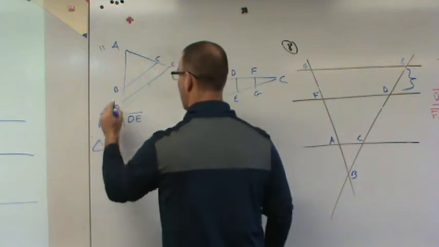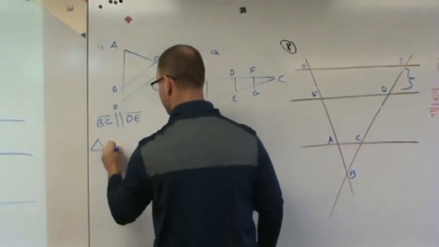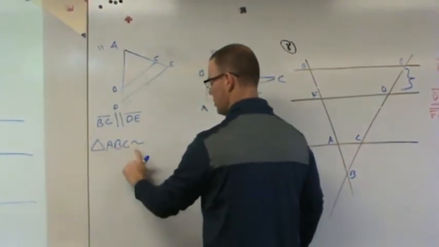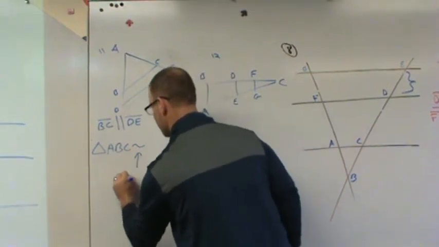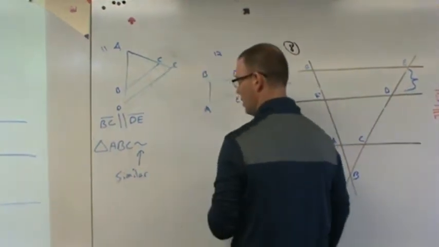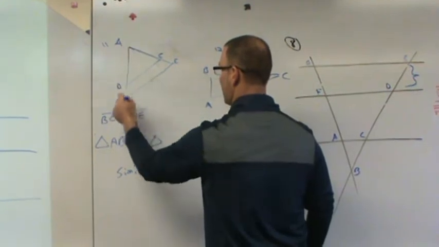And then we're going to say triangle ABC is similar, use the symbol for similar, to triangle ADE.